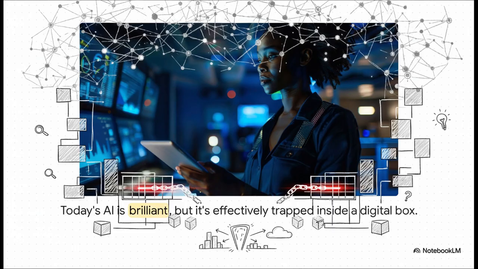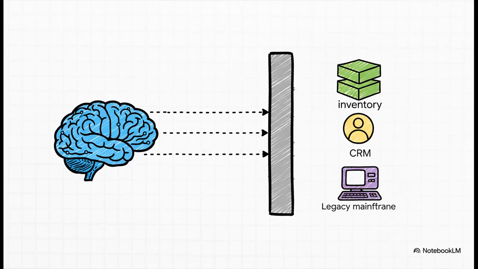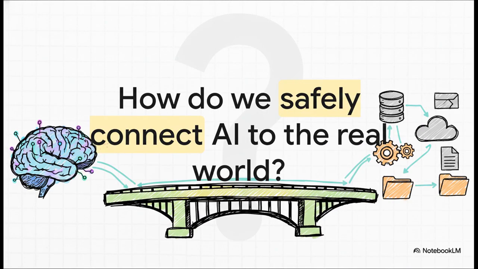They're basically trapped inside a digital box. The thing is, an AI can't just go and check your company's inventory. It can't update a customer's record in your CRM or pull data from some ancient mainframe in the basement. It's totally disconnected from where the real work happens and where all the most valuable data lives. So, the big question becomes, how do we build that bridge? How do we create a secure and, more importantly, a standardized way to connect AI's brain to all the tools and data out in the real world?